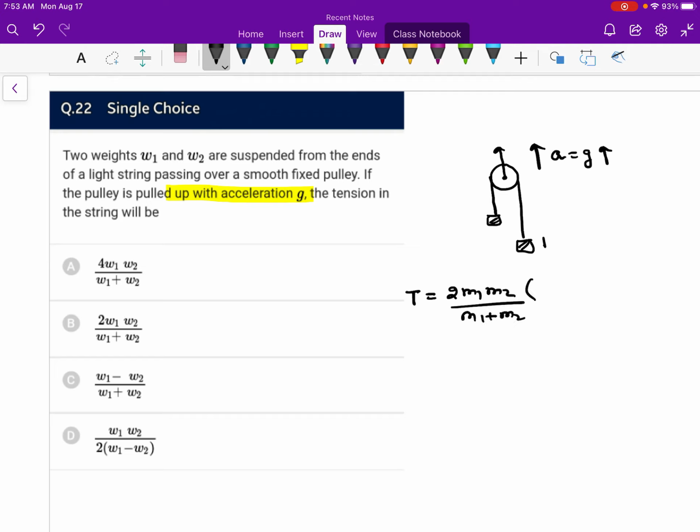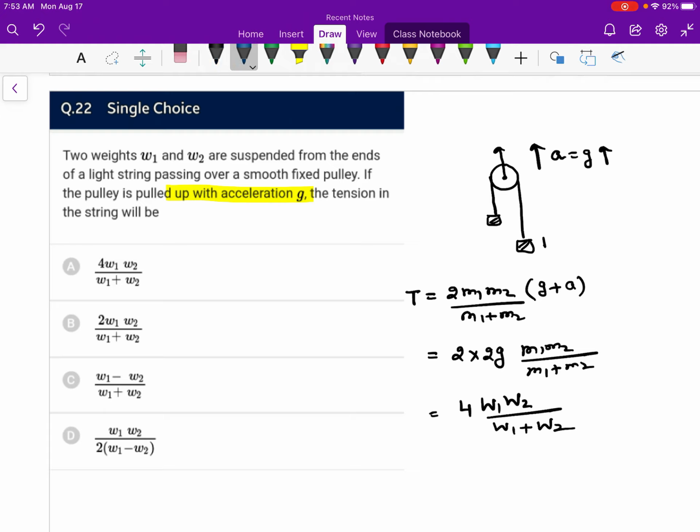So tension is 2m1 m2 upon m1 plus m2, and instead of g we are going to use g effective, which is g plus a. So this is 2, and g plus a is 2g. So 2g m1 m2 upon m1 plus m2, that is 4 into w1 w2 upon w1 plus w2. So instead of calculating tension from the equations, I have directly used the equation that in a simple Atwood machine, the tension in the string is 2 m1 m2 g upon m1 plus m2, and since the entire system is accelerating up, we should use g effective, which is g plus a. So that will be 2g.